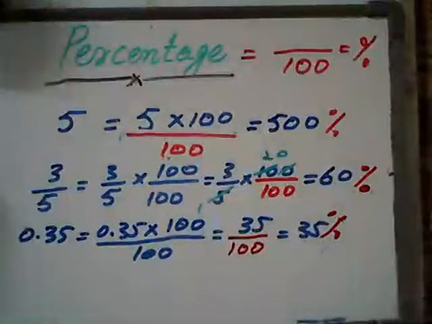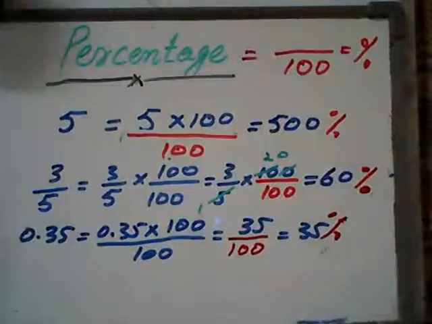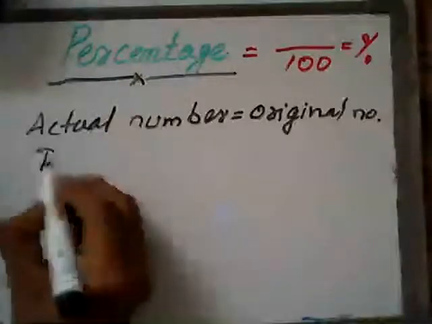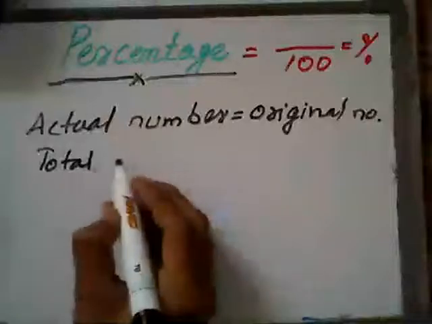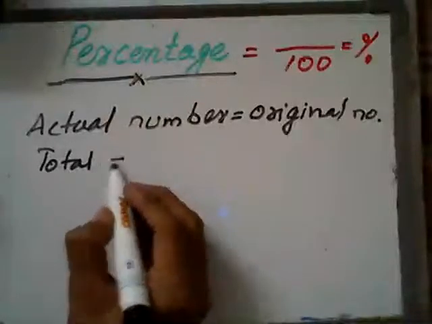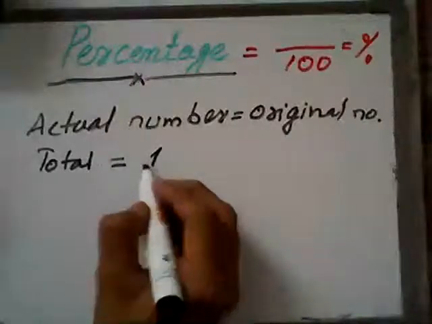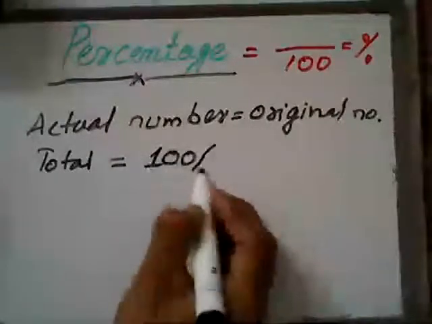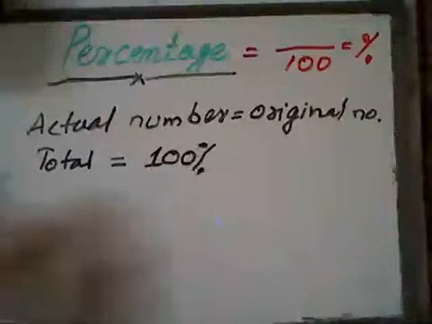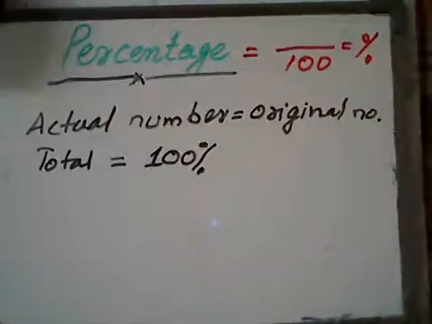Now come to our topic about word problems. In word problems, we must remember a few things. The total, the actual number and the original number are all considered as 100%, and then we solve the problems according to that.